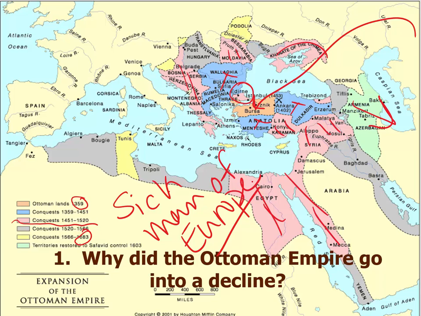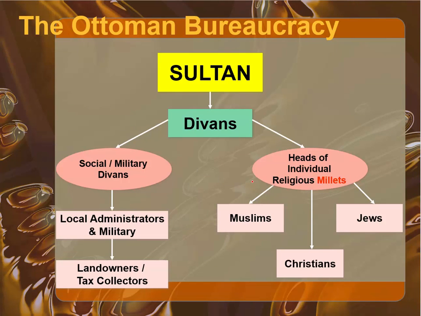But let's look a little bit at the Ottoman Empire, especially at what made the Ottoman Empire so good when it was good. So when we look here at the way that the Ottoman Empire was broken up, you had the Sultan, who was at the head, the equivalent of a king. And then you had what we referred to as the divans. And that was kind of how the area was broken up.